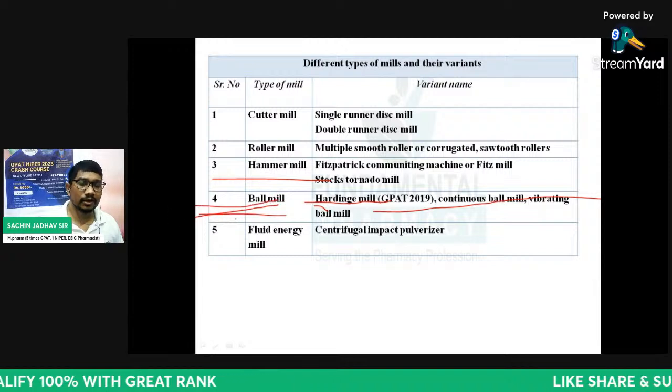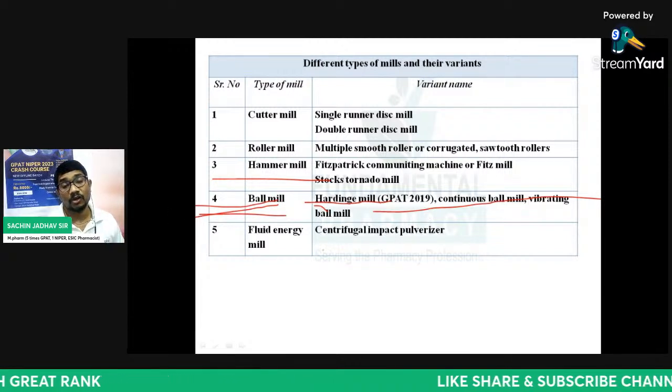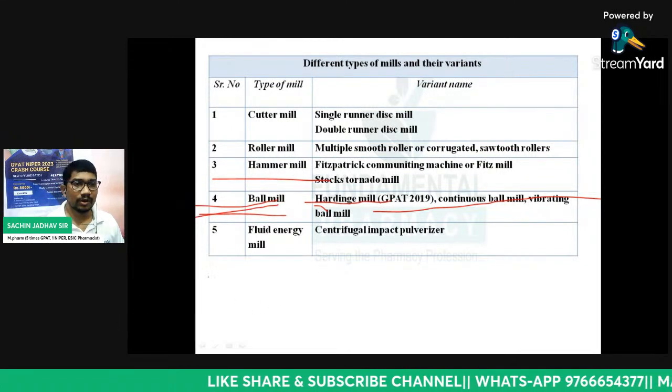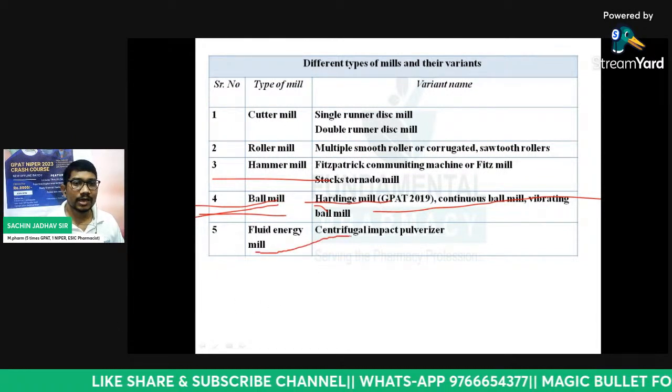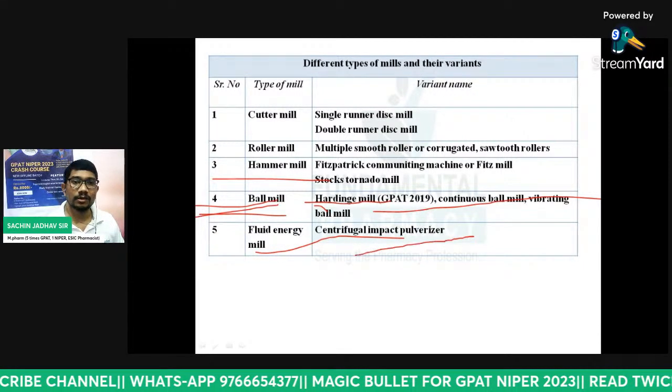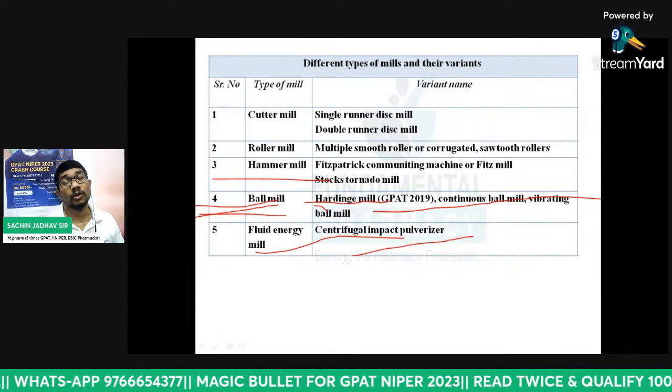GPAT 2019 question: what is the variant of ball mill? Hardinge mill is the variant of ball mill. Okay? Then what is the variant of fluid energy mill? Centrifugal impact pulverizer is the variant of fluid energy mill.